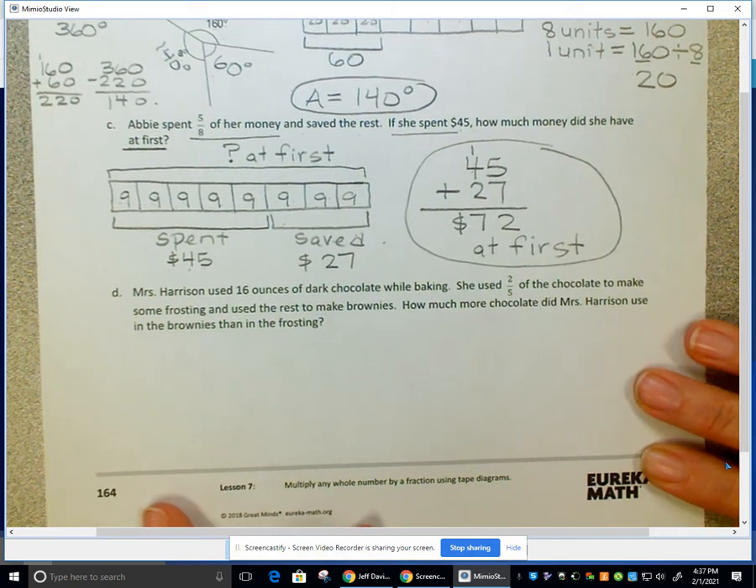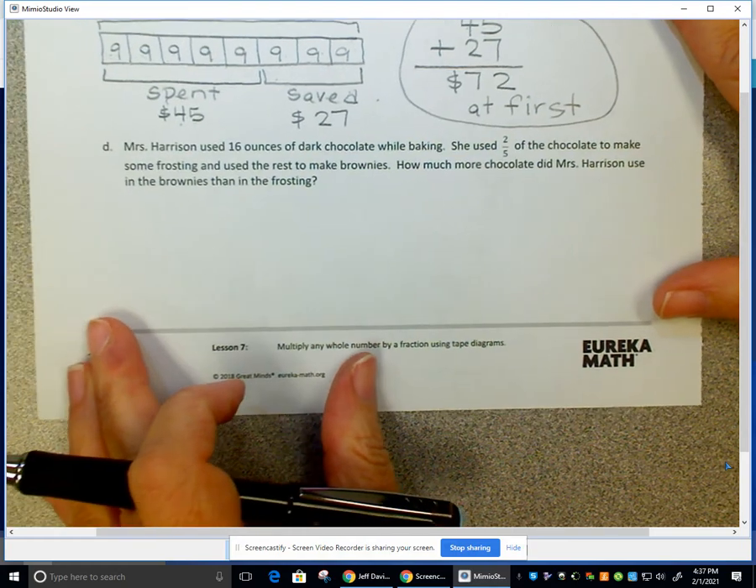She had $72 at first. One more. Bear with me. We're almost there.